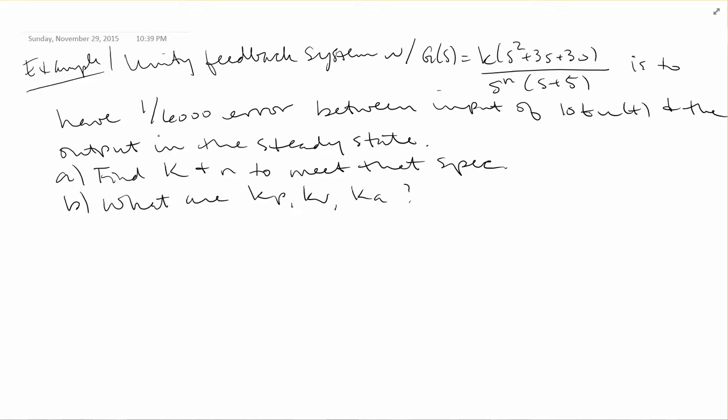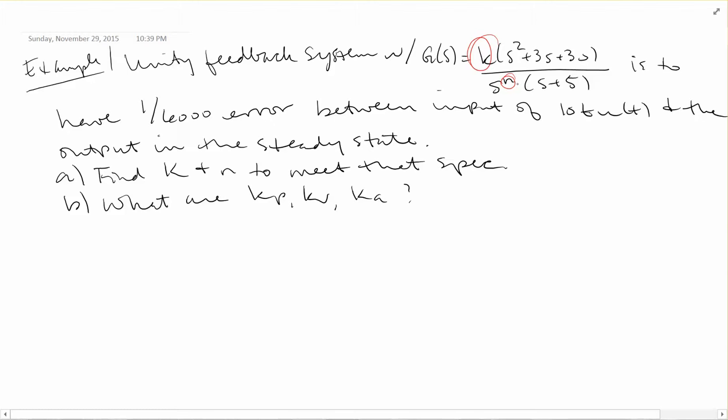And this system is to have 1/6000th error between the input of 10 times t times u(t) and the output in the steady state. And it asks for a few things. Part A says to find K and n to meet that specification. So K is right here, and n is this exponent on s. So basically they're wanting us to find the system type.